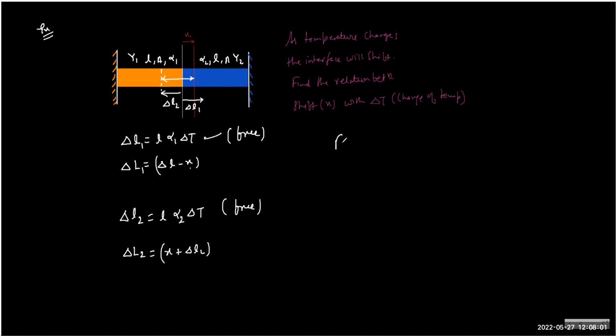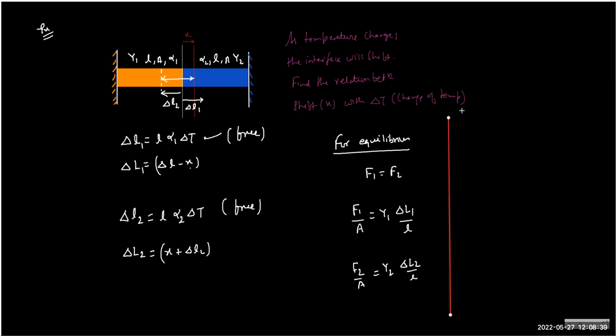So for equilibrium, the F1 must equal to F2. And now we have to go back to the definition of stress. So force upon area is Young's modulus into strain, which is delta L1 by, we'll keep it L, the initial. And therefore we can also write F2 by area equals to, and now you can equate it, right? So if you solve from now, you can get that.